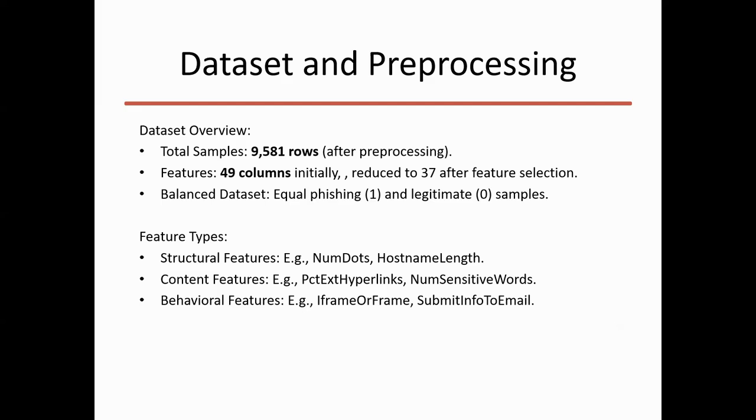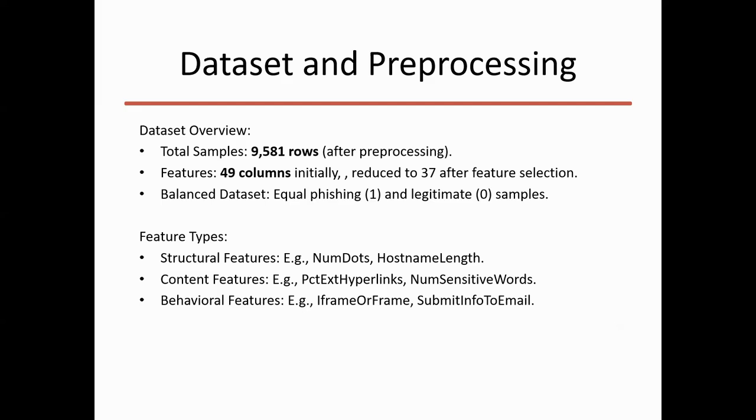Now coming to the content features, these are based upon the content of the website, such as PCT EXT hyperlinks and num sensitive words. Now let's see about the PCT EXT hyperlinks. This feature measures the percentage of the links on the website that lead to external sites. Phishing websites often contain a higher percentage of external links, which are used to redirect users to malicious pages or trick them into thinking they're on the legal page.